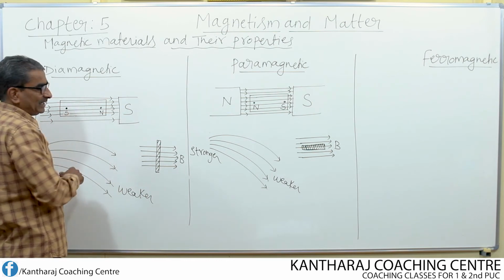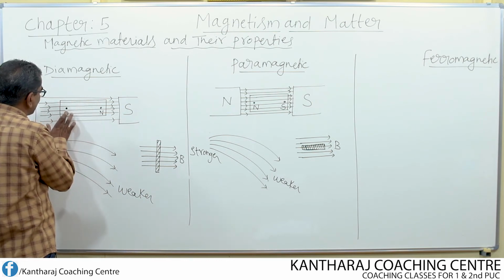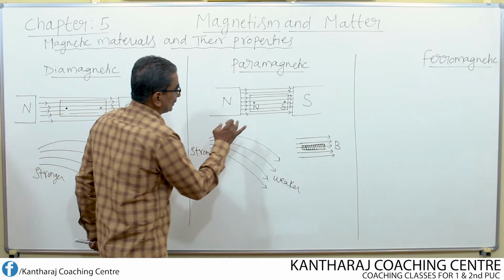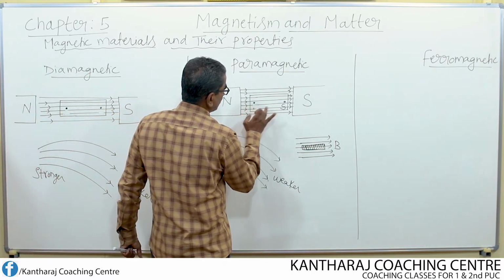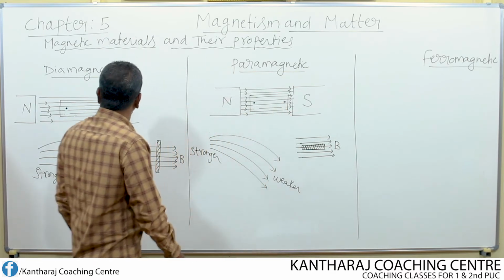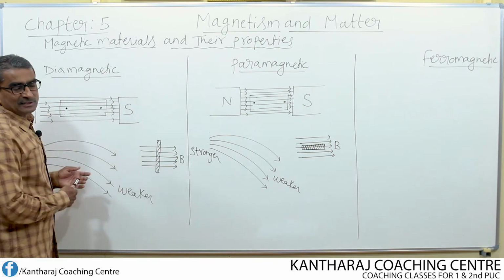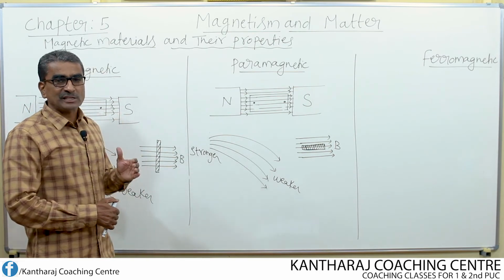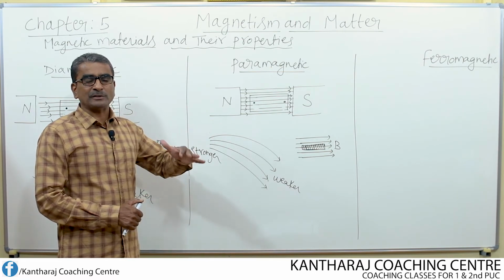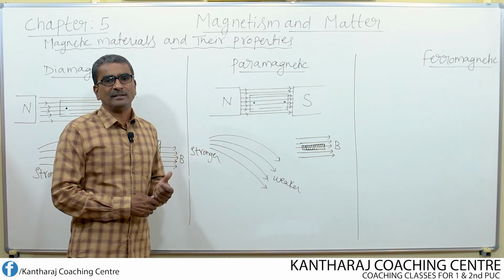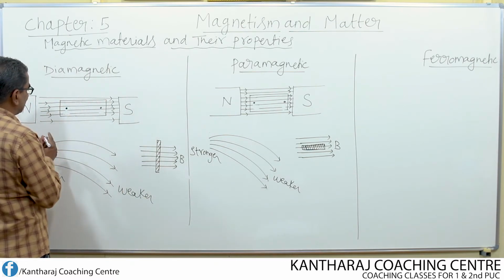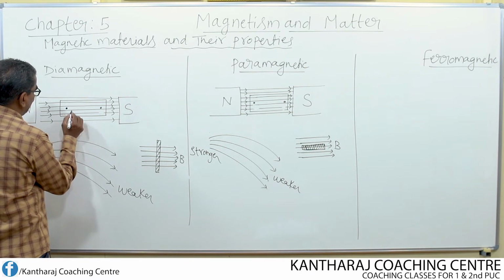Diamagnetic materials are the materials. Remember, this is not a magnet. For time being, let us remove these poles so that you should not get confused. Diamagnetic materials are the materials which are weakly magnetized in the direction opposite to that of the magnetic field. That means if I keep one diamagnetic material, say for example this is nothing but a diamagnetic bar.